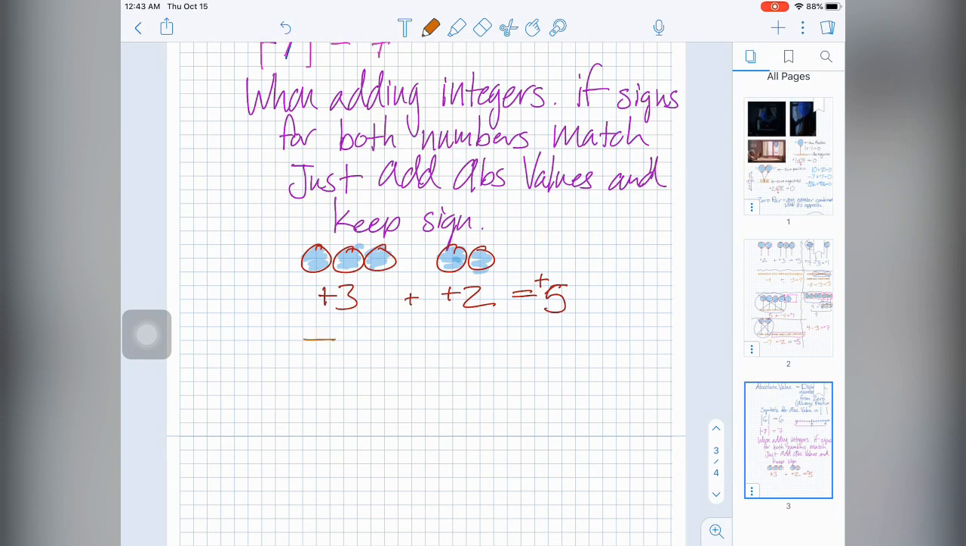If I'm adding negatives, I'm going to do negative 3 plus negative 2. I'm going to add their absolute values. What is the absolute value of negative 3? 3. What is the absolute value of negative 2? 2. 3 plus 2 is 5. So again, I am adding their absolute value, but this time the numbers are negative, so I'm going to keep the negative sign.